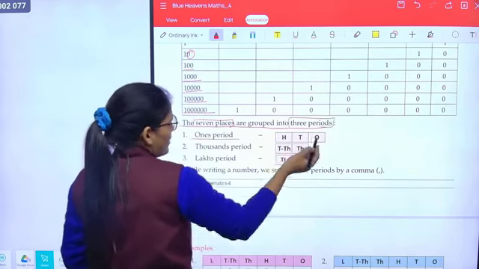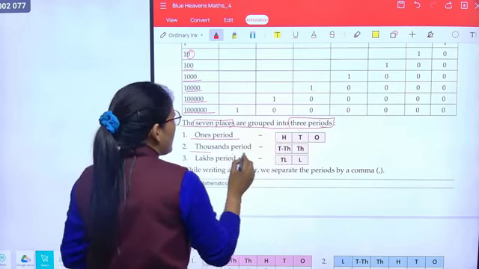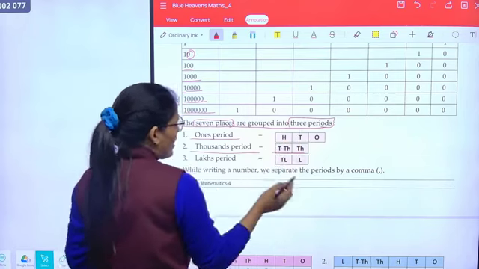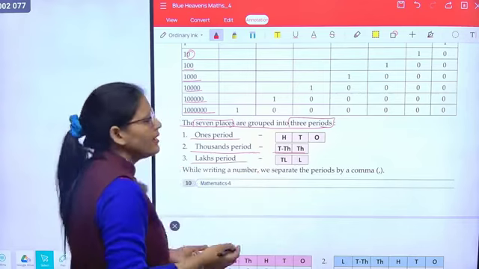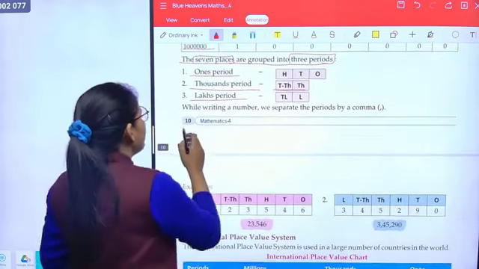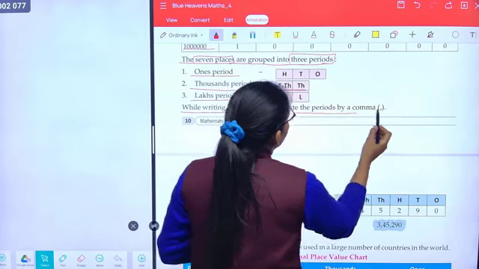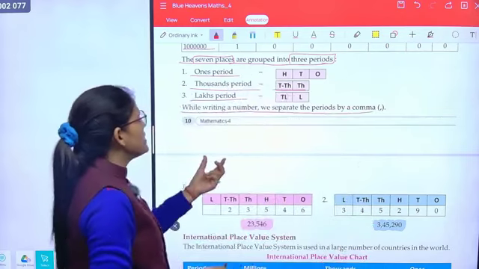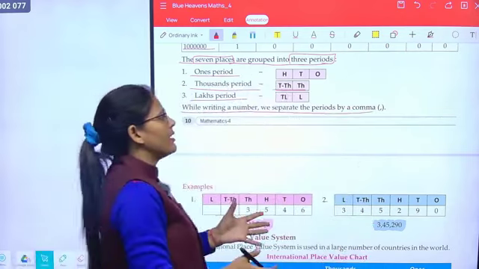Ones period: 100, tens, ones. Thousands period: 10,000 and 1,000. Lakh period: 10 lakh and lakh. While writing a number, we separate the periods by a comma. हम जब numbers को लिखते हैं हम उसमें separate कर देते हैं commas को.